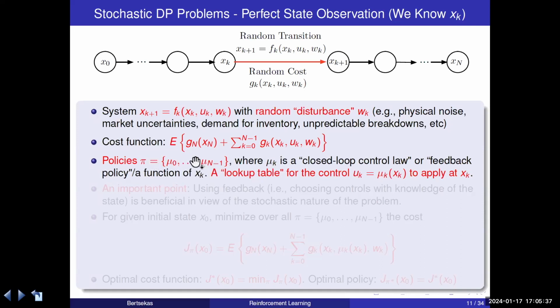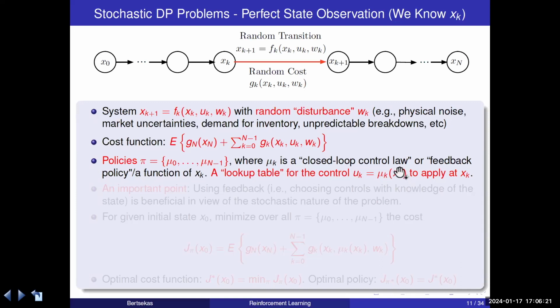Now, here's another thing about stochastic problems. We have to look at policies. Policies are not sequences of controls, but rather sequences of functions of controls, which we call mu0, mu1, all the way to mu(n minus 1). These functions determine the control that you are going to apply at a given state. So you can view mu(k) as a lookup table, which gives you what control to apply at state xk. So we have a different control for each different state, which is given by this function mu(k).